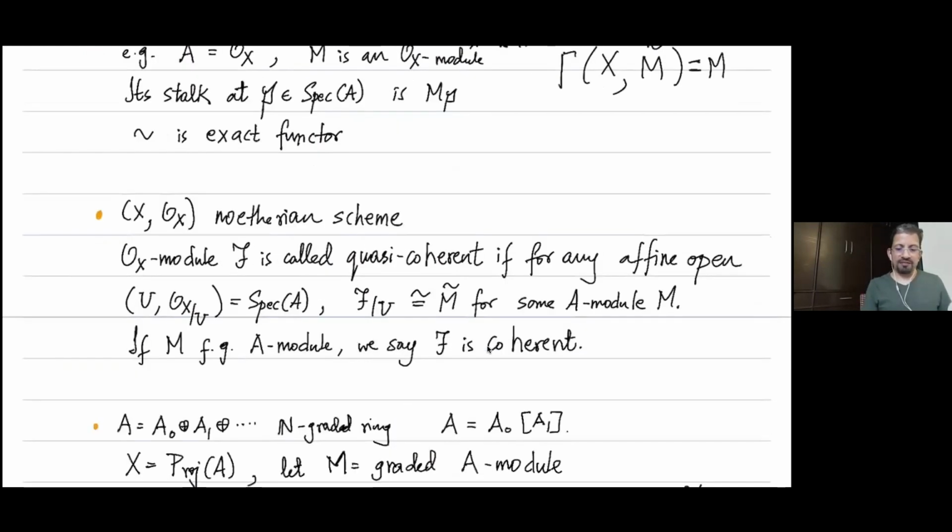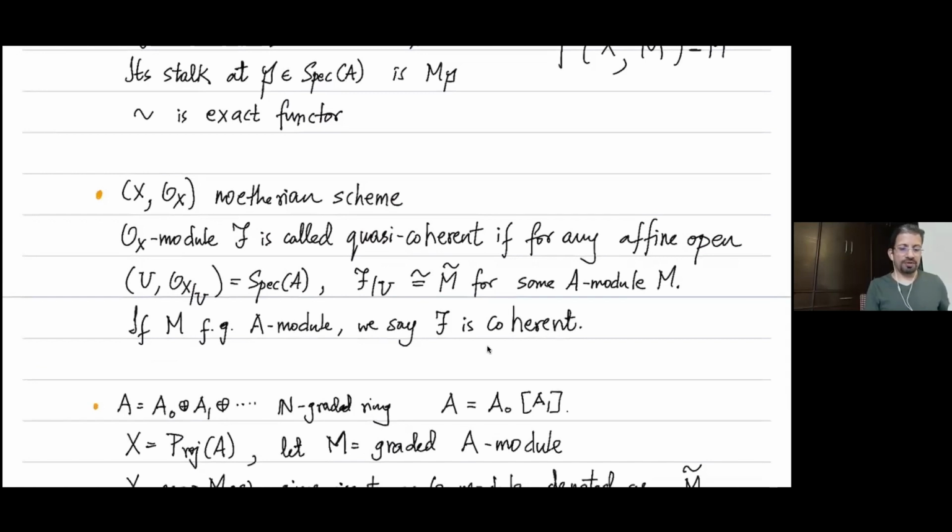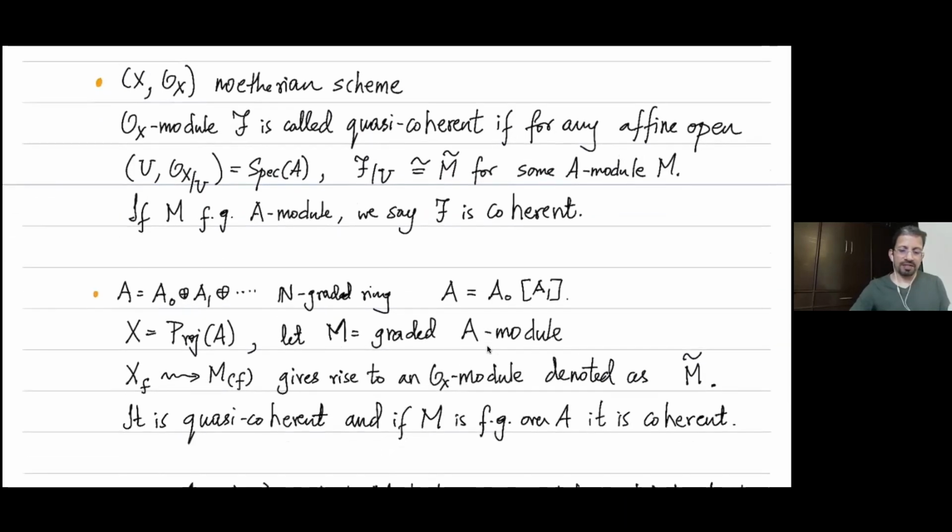So now we come to the definition of coherent and quasi-coherent modules. For simplicity, I'll restrict myself to Noetherian schemes. Otherwise, it's a slightly more elaborate definition. So an OX module F is called quasi-coherent if, since a Noetherian scheme is covered by finitely many affine opens, you take one such cover, and on that cover, if you restrict your sheaf, it should look like M tilde for some A-module M. Then we call it quasi-coherent. If it's finitely generated, then we'll call it coherent. So that's the difference between coherent and quasi-coherent.